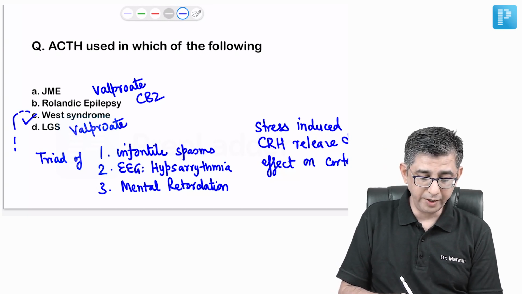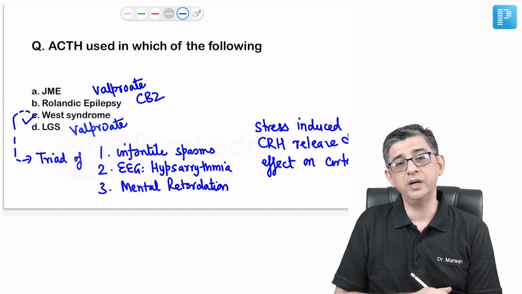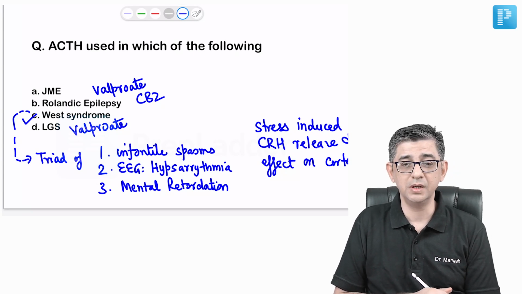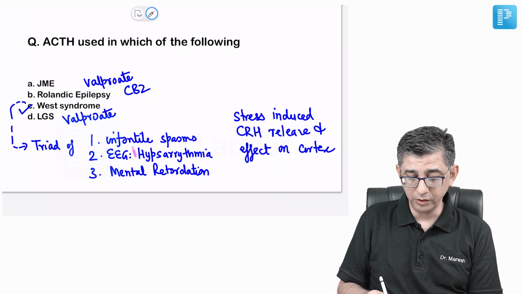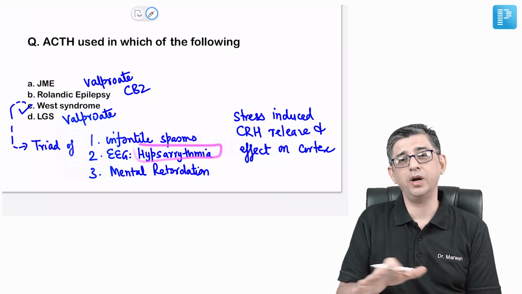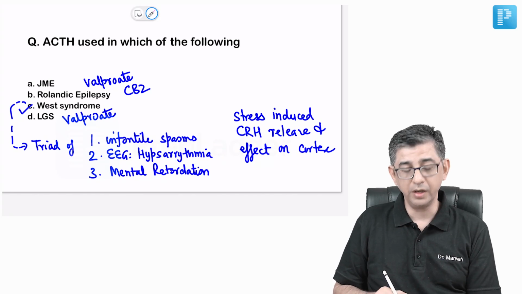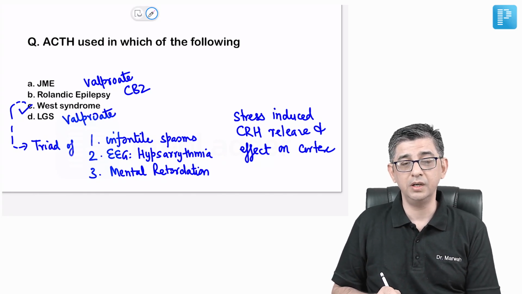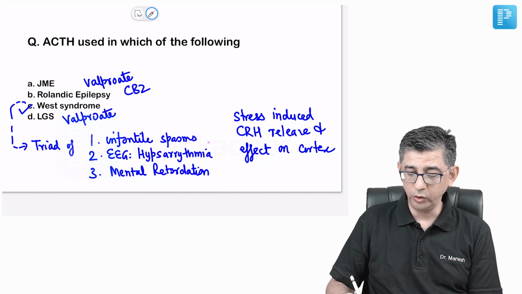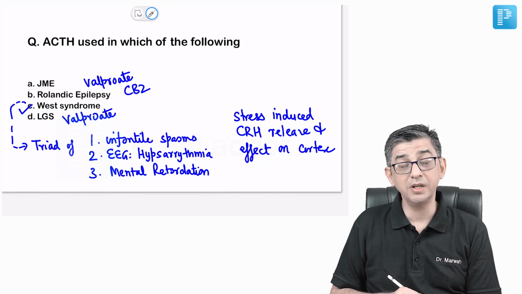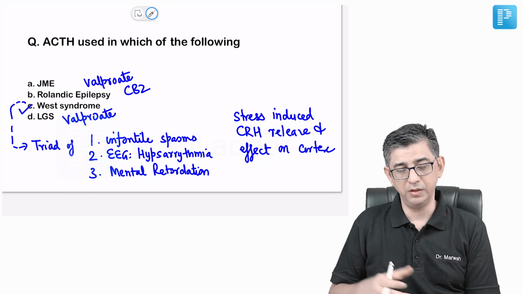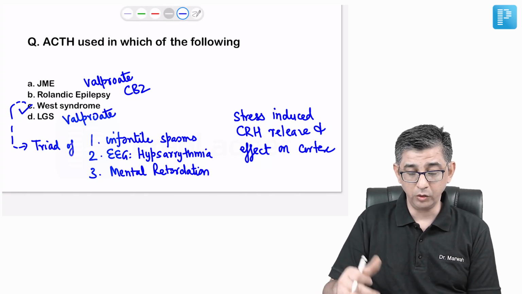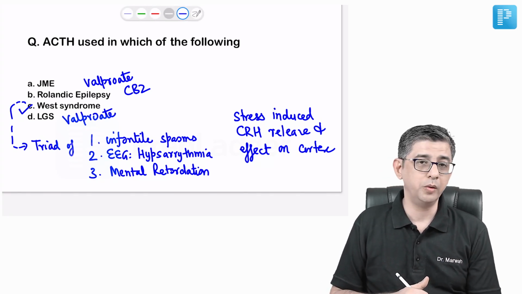West syndrome is a triad of 3 things. There's gonna be infantile spasms, which we call salaam seizure. There is gonna be hypsarrhythmia, a very characteristic EEG finding, a grossly chaotic EEG, and then mental retardation. So these are 3 features which are seen, and what they've documented is that there's a stress induced CRH release. Then this CRH has been shown to act on the motor area and it can contribute to seizures.